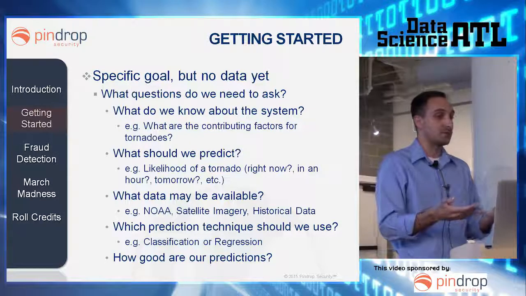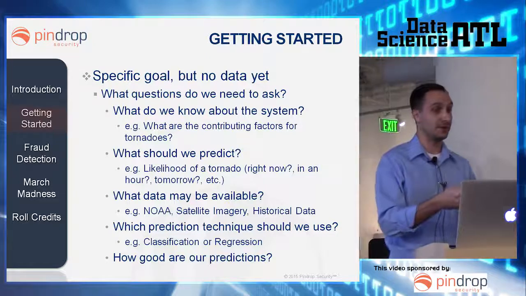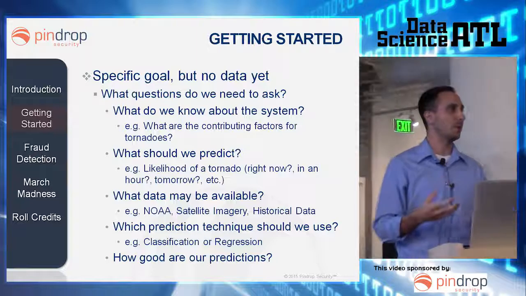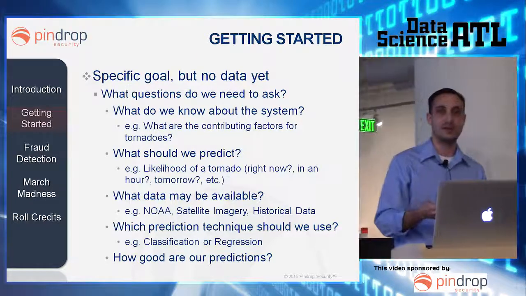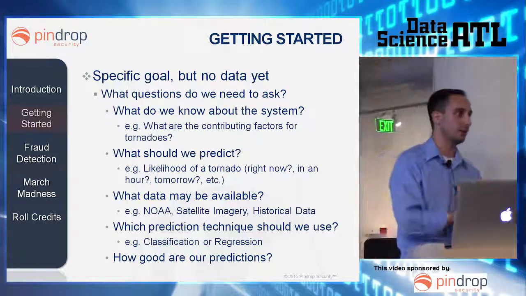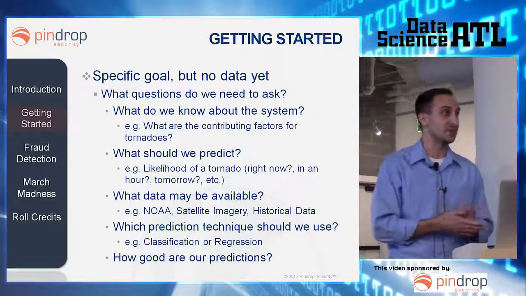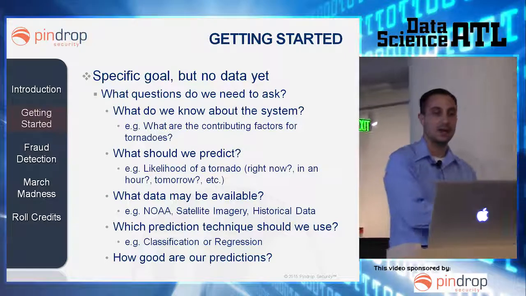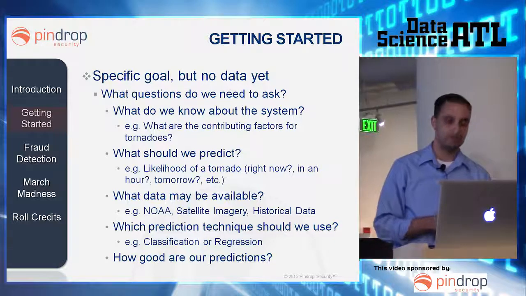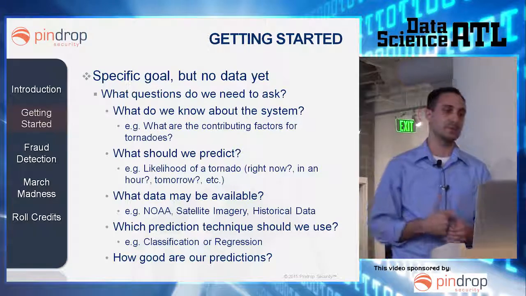And then of course, when we know what we want to predict and a little bit more about the system, then we need to figure out, okay, what data is available to allow us to make these predictions. So in the tornado example, again, NOAA data, satellite imagery, historical data, of course, to train on. These are all pieces of information that would be useful for us. So we have to brainstorm and think, okay, what data is going to be able to support these predictions?